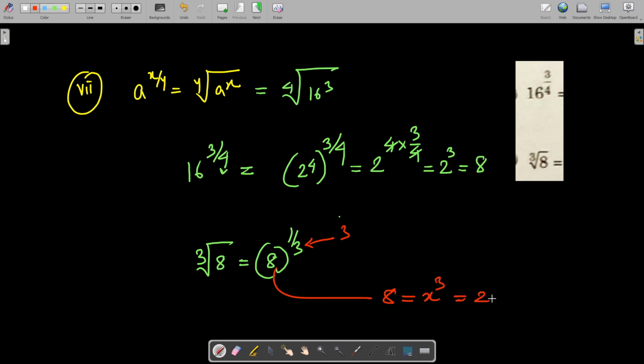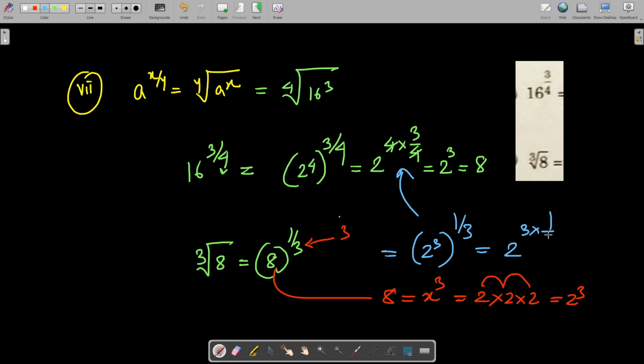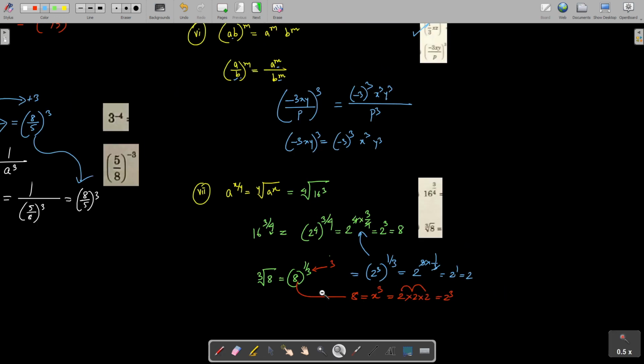What's the number? Very easy. If we multiply 2 three times, we're going to get 8. So in place of 8, we'll write 2 cube and we already have 1 by 3. Now using the same power law, we'll have to multiply the powers. 3 and 3 get cancelled, 2 to the power 1, the answer is 2. Very simple. This is how we're going to solve all exponents questions.